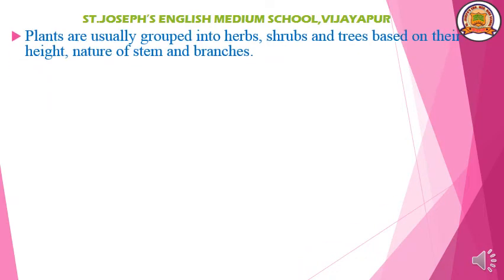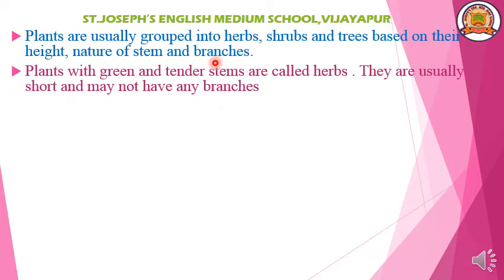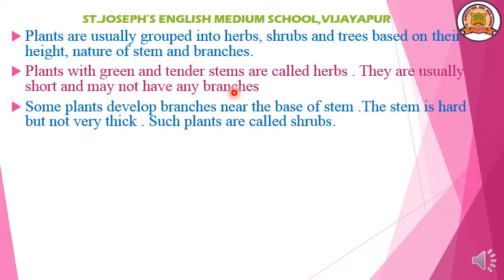Let us summarize the topic which we have discussed today in the form of small points. Plants are usually grouped into three types, herbs, shrubs and trees, based on their height, nature of stem and branches. Plants with green and tender stems are called herbs. They are usually short and may not have any branches. Some plants develop branches near the base of the stem. The stem is hard but not very thick. Such plants are called shrubs.